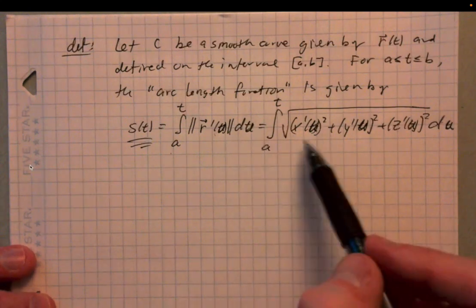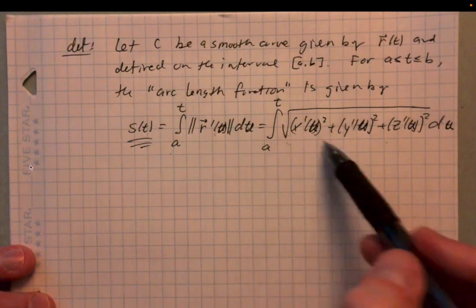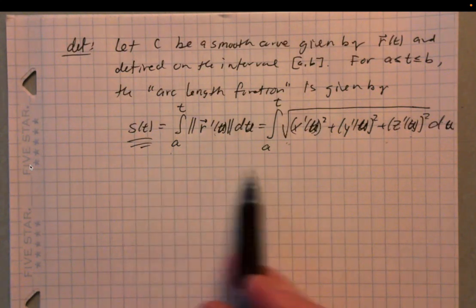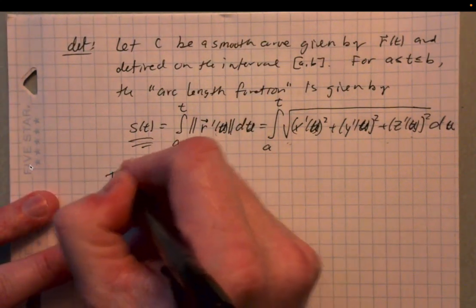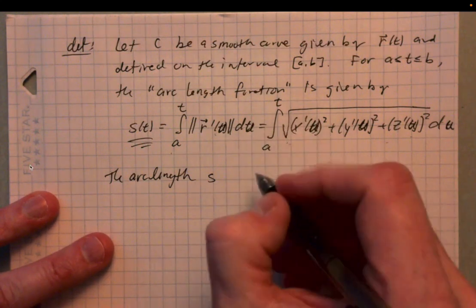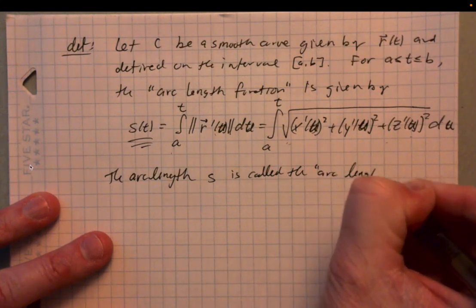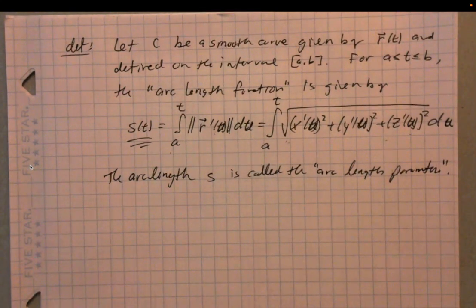Now, naturally, if your x, y, and z are real valued functions of u, and a is a real number and t is a variable, then this integral is going to result in a function. Okay, and that's why we say s is a function of t here. So the arc length s is called the arc length parameter.